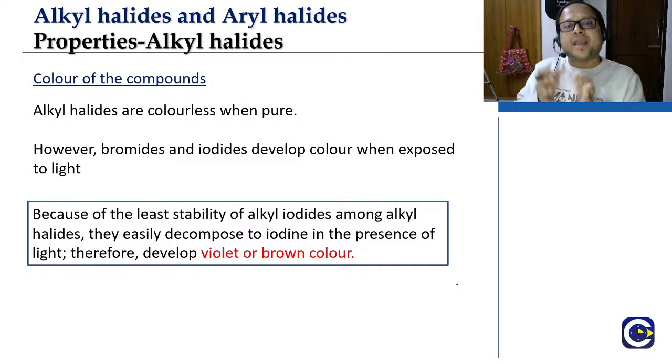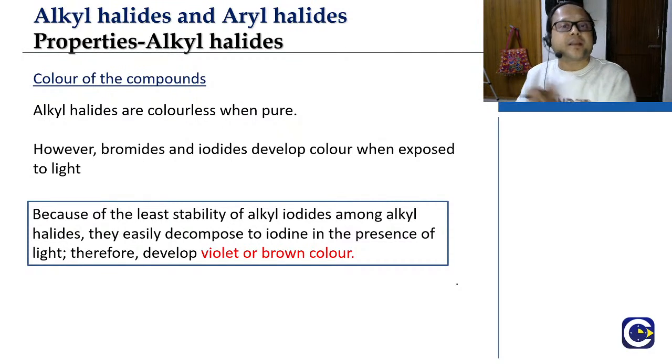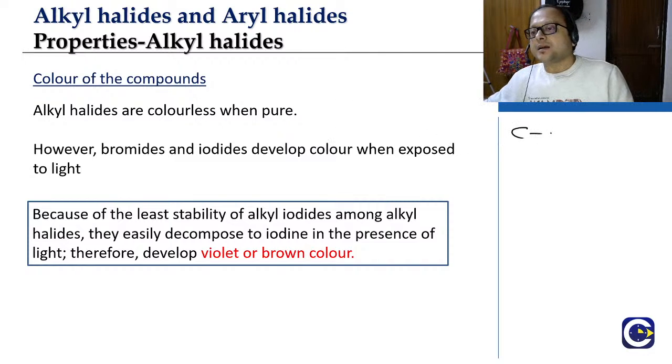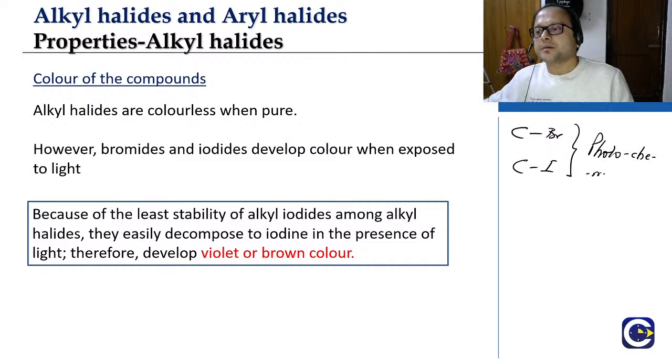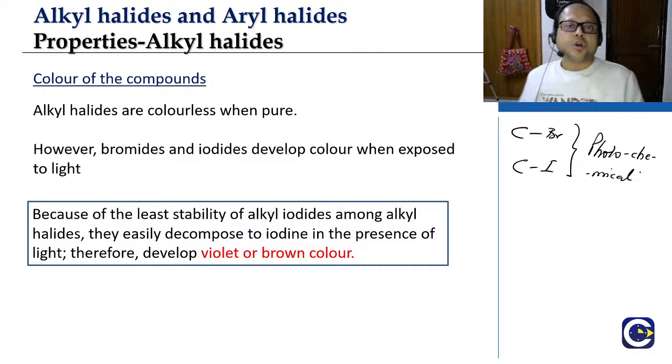So they may undergo photochemical reactions. These bonds, C-Br and C-I, can be influenced by light, and hence they can undergo photochemical reactions, right? So when they are exposed to sunlight or ultraviolet light or heat, these bonds can break. And then there will be your free radical mechanism.